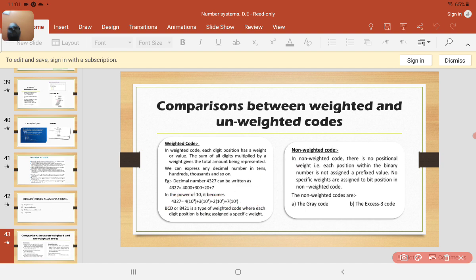BCD or 8421 is a type of weighted code where each digit position is assigned a specific weight. Next, non-weighted codes. In the non-weighted or unweighted codes, there is no positional weight present. You have to remember this. In the weighted code, each digit position has a weight, but in the unweighted code, each position within the binary number is not assigned a prefixed value. No specific weights are assigned to bit positions. The gray code and XS3 code are unweighted codes.